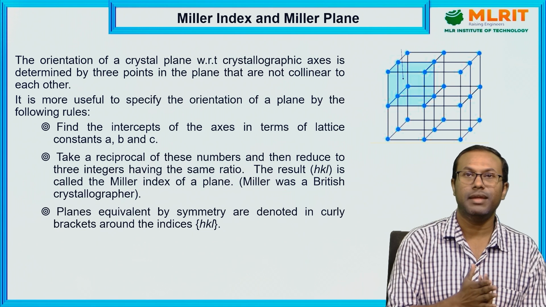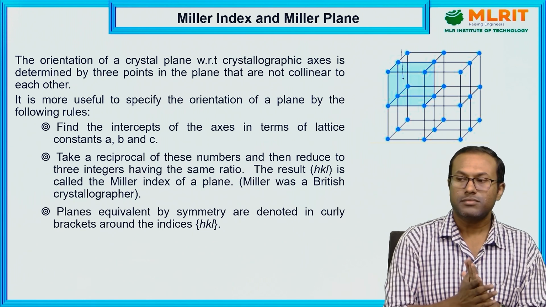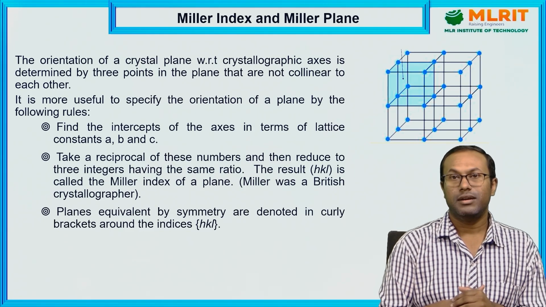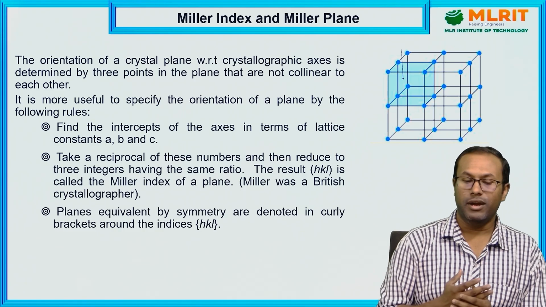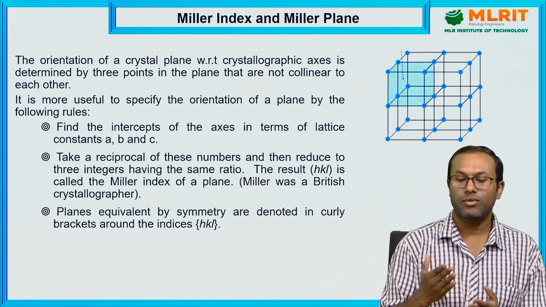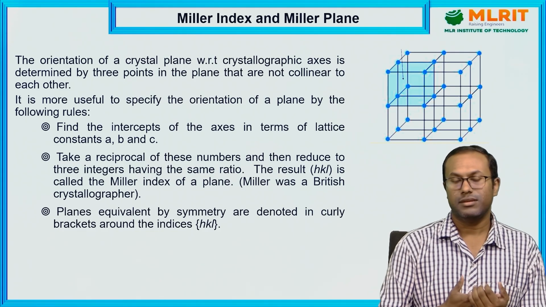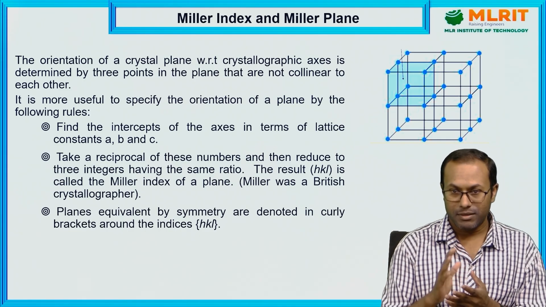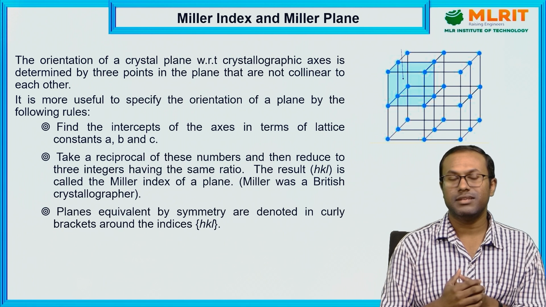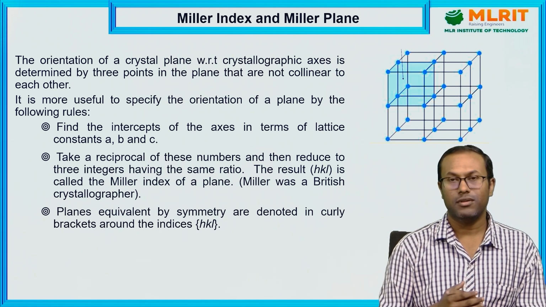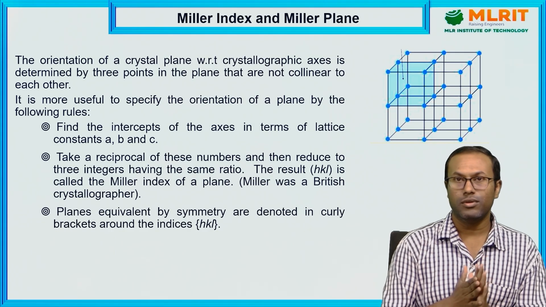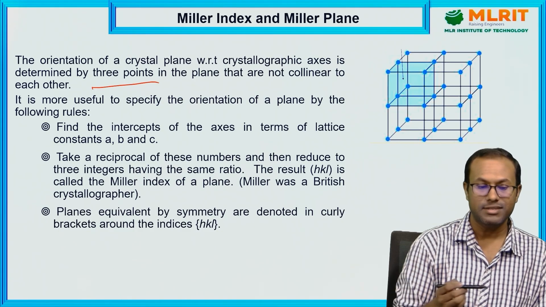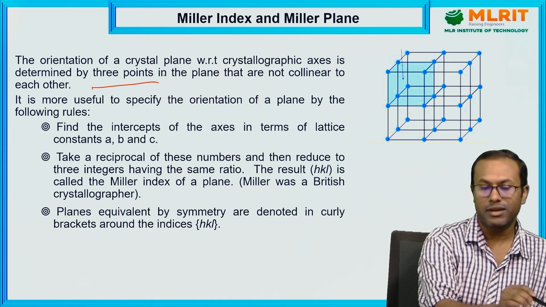Now, what are Miller planes or Miller indices? The orientation of a crystal plane with respect to the crystallographic axes is determined by 3 points in the plane which are non-collinear to each other. So several different planes are there, and the orientation of a plane with respect to the crystallographic axes can be determined by 3 non-collinear points on the crystal plane. If we have the idea about those 3 points, how can we determine the Miller indices?